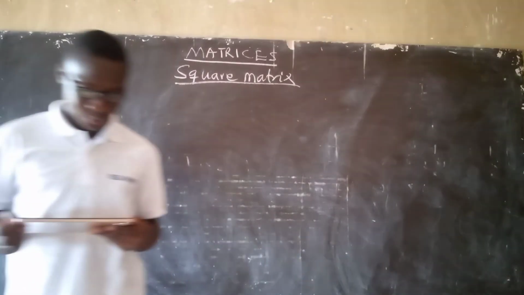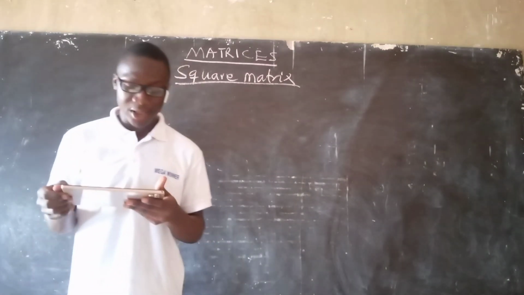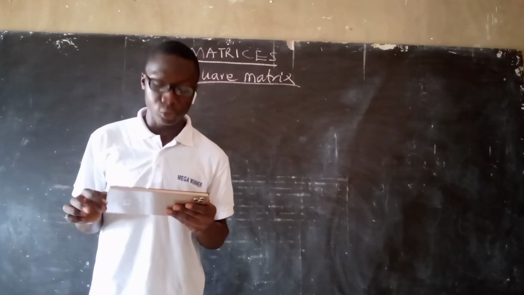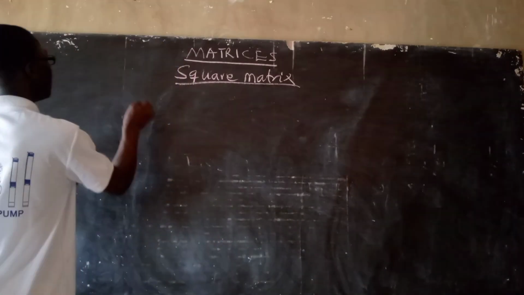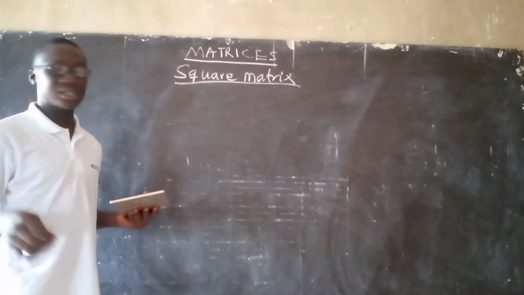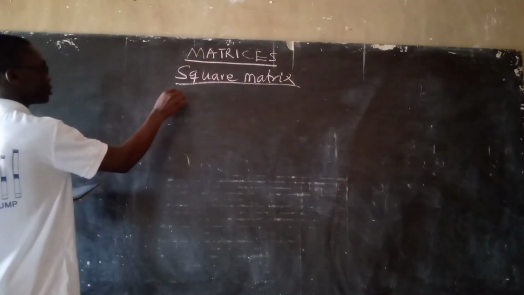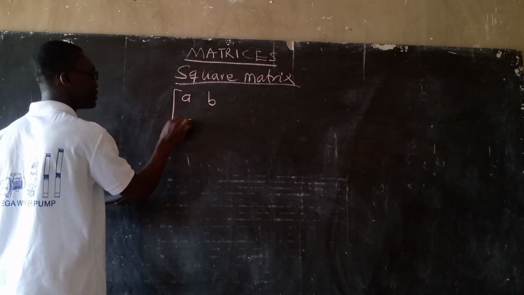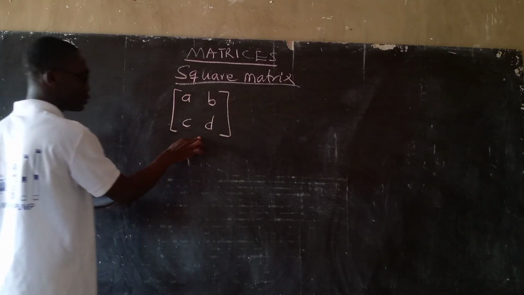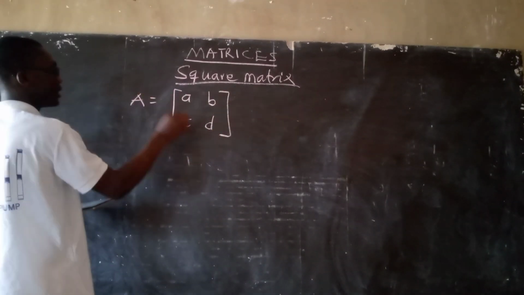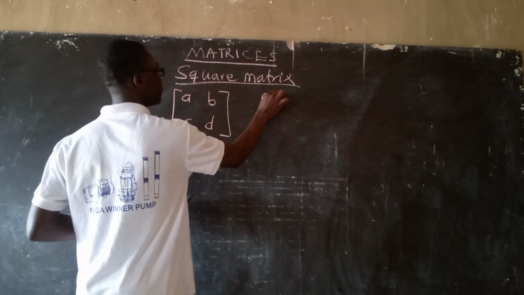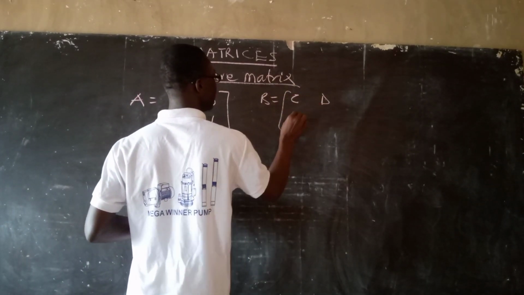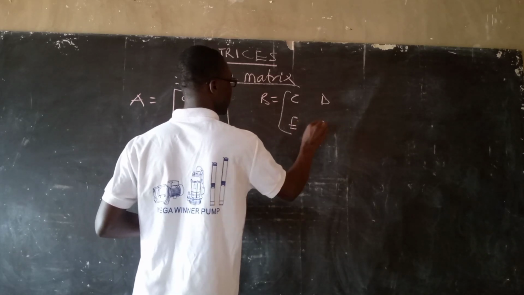Square matrix. So we are saying that a matrix is said to be a square matrix if it has the same number of rows and columns. So if the matrix has the same number of rows and columns, it's said to be a square matrix. So let's say you have A, B, C, D. This matrix, let's call this matrix A, and let's call this matrix B. C, D, E, F.